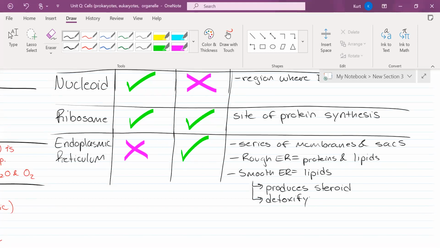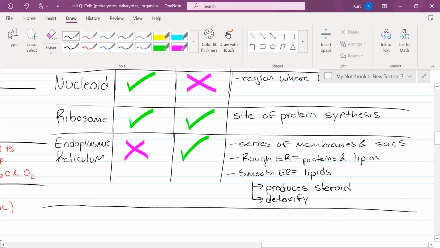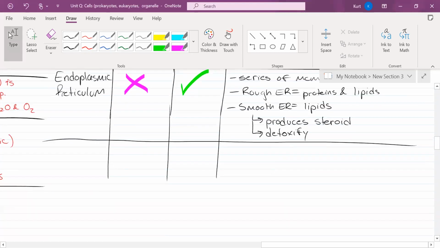The liver cells are called hepatocytes. Hepa means liver. I'm sure you've heard of hepatitis. Hepatitis is a liver disease. Well, liver cells have a lot of smooth ER because it helps to detoxify your system from things like drugs and alcohol and other crap.